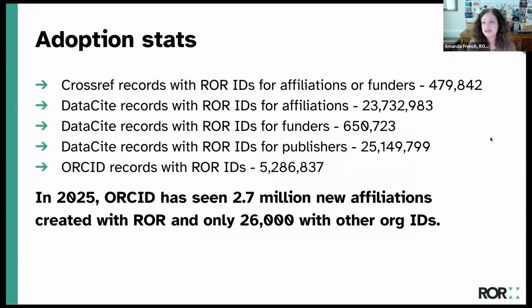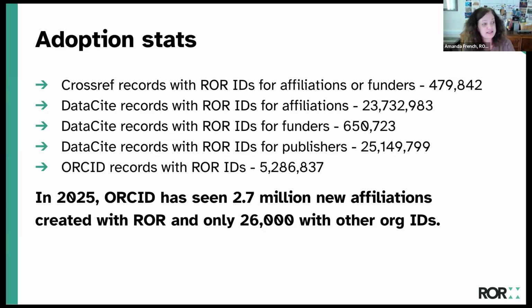And then I usually show fairly detailed statistics about ROR adoption. I felt like I could do an abbreviated version of that today. So just here are the high-level notes about ROR IDs in Crossref, DataCite, and ORCID. Crossref records with ROR IDs for affiliations or funders is approaching 500,000, which is good. And then DataCite records with ROR IDs for affiliations is through the roof, of course, 23 million. DataCite records with ROR IDs for funders is 650,000 records.